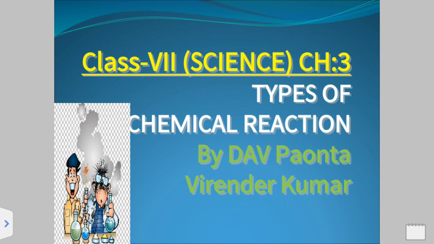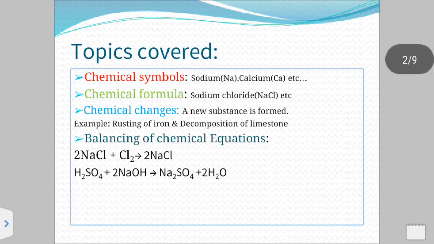So a lot to know, a lot to discuss as always, but before we begin, let's have a quick recap on the topics that we covered. Number one, chemical symbols. Just like sodium is represented by the chemical symbol Na, and calcium is Ca. We have done so many symbols so far, so you have to learn all the symbols.